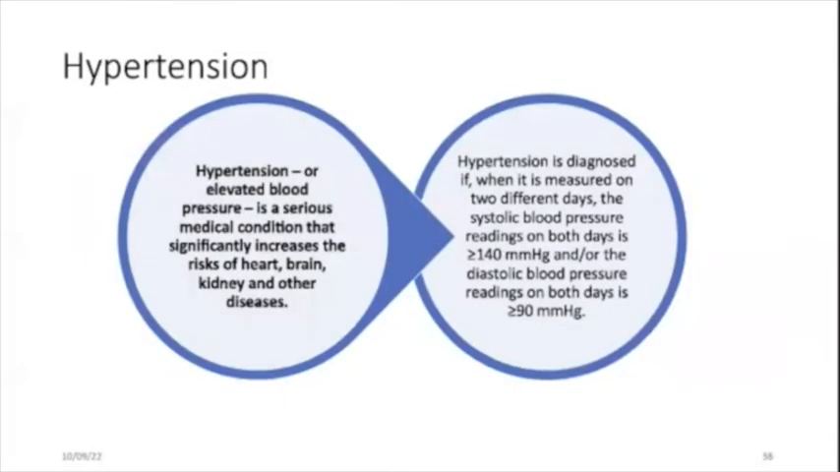And now coming to hypertension. Hypertension is the elevation of the blood pressure that significantly increases the risk of heart and brain disorders as well as other diseases. It is diagnosed when the systolic blood pressure is higher than 140 millimeters of mercury on 2 consecutive days, or if the diastolic blood pressure is increased to more than 90 millimeters of mercury.